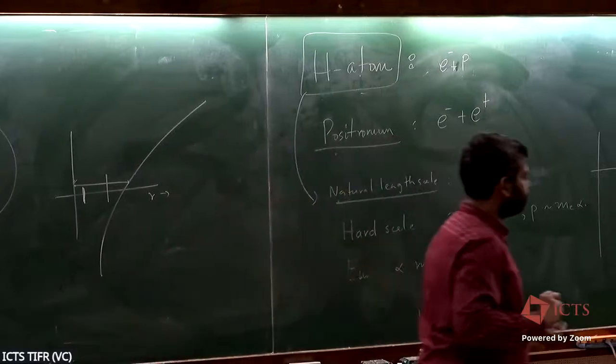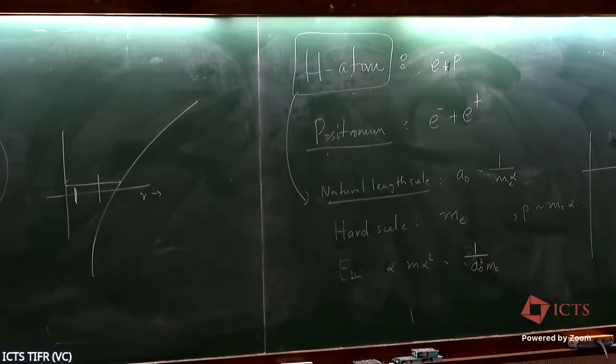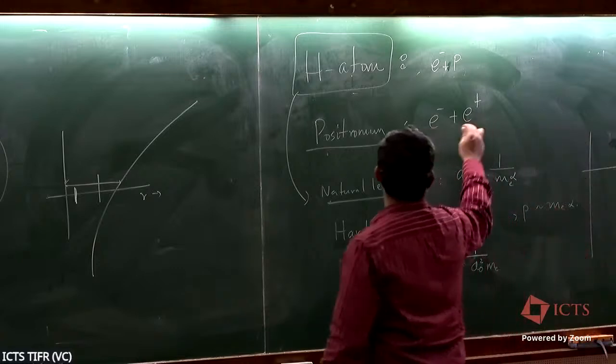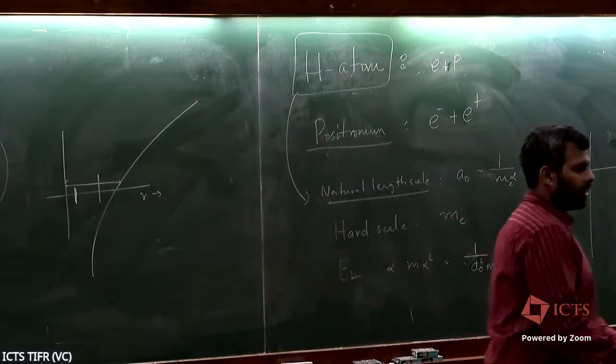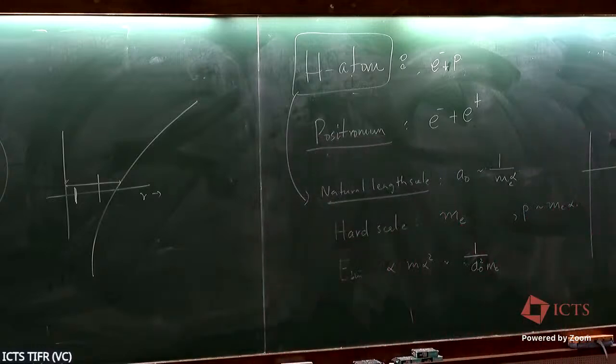Okay, so let me just write down the NRQED Lagrangian. I have two degrees of freedom, a particle and an anti-particle, because I'm trying to describe systems like e+ e- positronium type systems. We will not derive it anymore because it's too much.